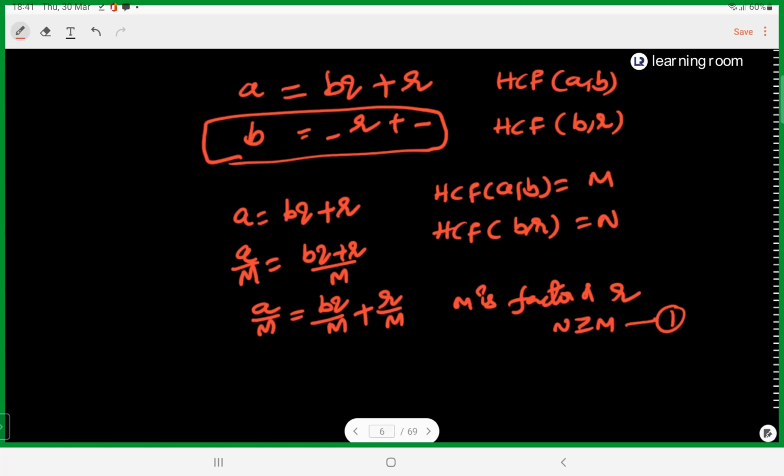So M is the highest common factor of A comma B. We have shown that M is also a common factor of B comma R. So it implies that N must always be greater than or equal to M. Now we want to show that N is a common factor of A comma B also, then it implies M must always be greater than or equal to N. From these two we can say that M is equal to N. Okay.